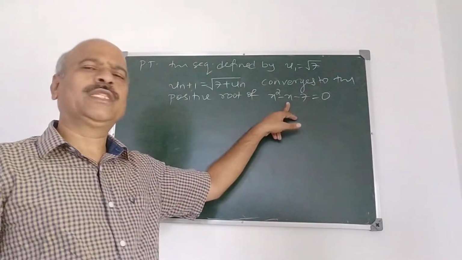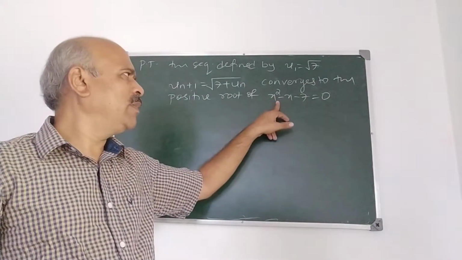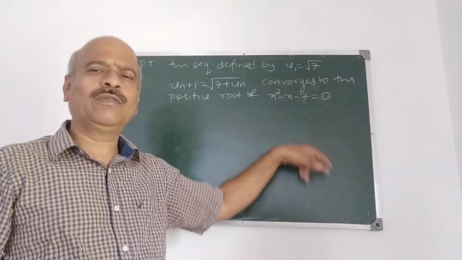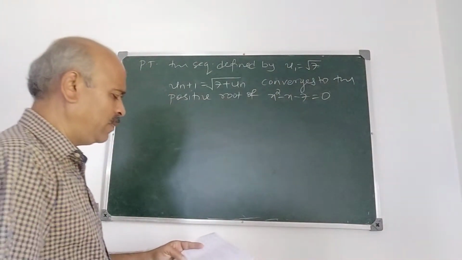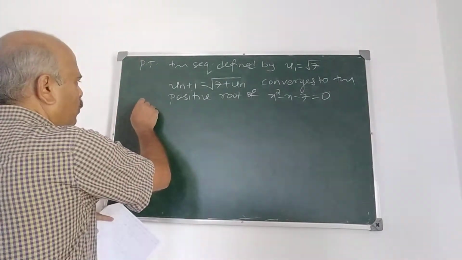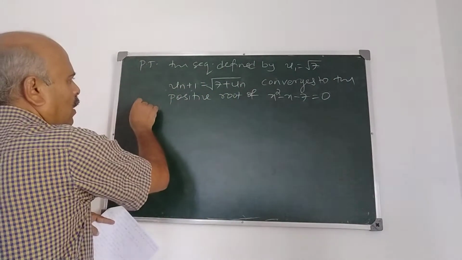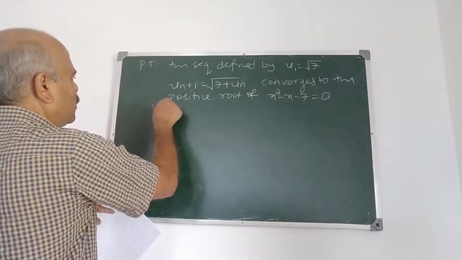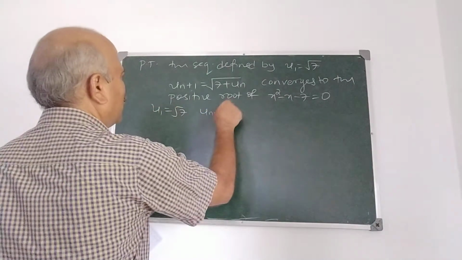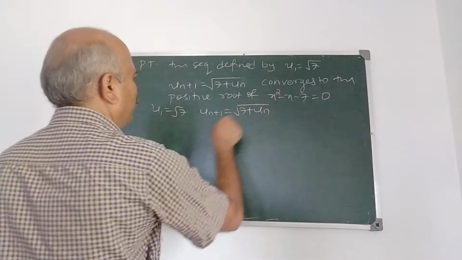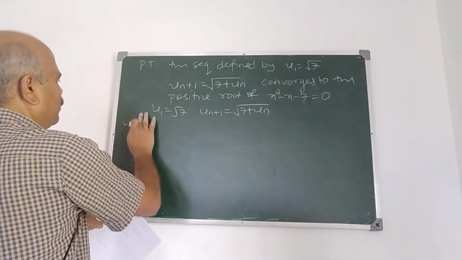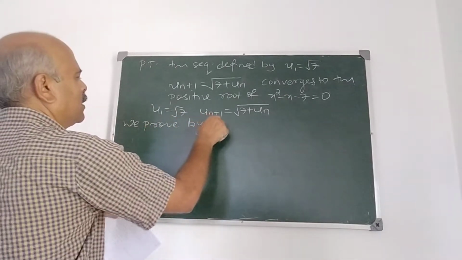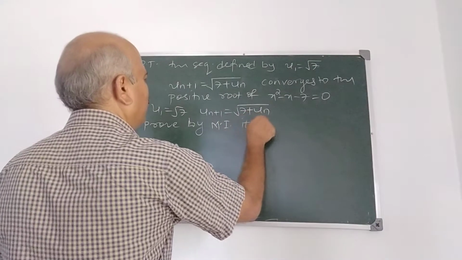You will get the limit of the sequence as a quadratic equation, x squared minus x minus 7 is equal to 0. The limit of the sequence is given by this. Okay, I explain how to prove this. What is given? Given u1 is root 7 and un+1 is square root of 7 plus un. We prove by mathematical induction that it is bounded.